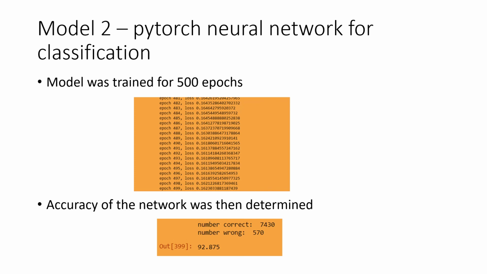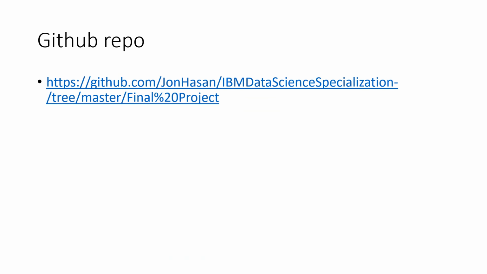So the model was trained for 500 epochs. There's an output on the screen here. And the accuracy of the network was then determined with a function, and the accuracy again was 92.8%.